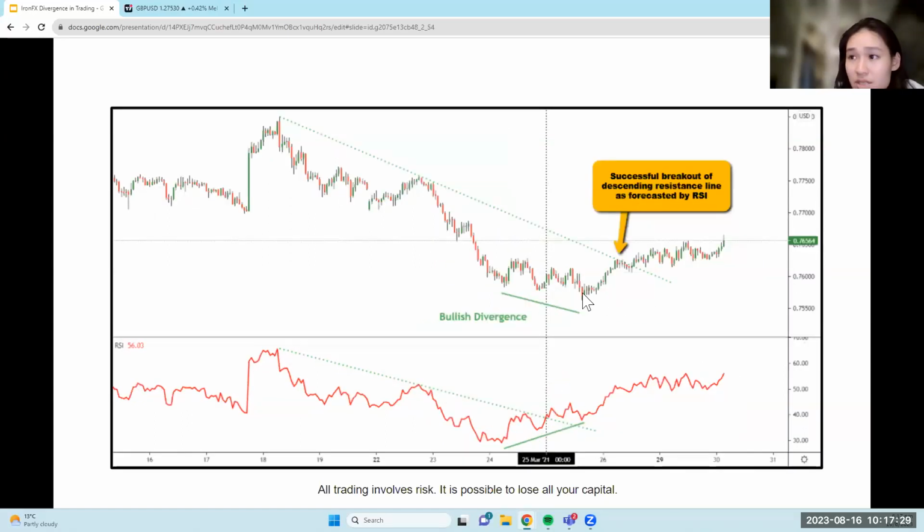Okay, so you can see that's exactly what happened. It reversed off of the swing low and breaks out of our ascending trend line, or rather descending trend line. Hey, let me know if there are any questions so far.